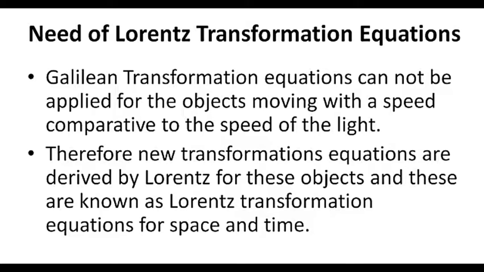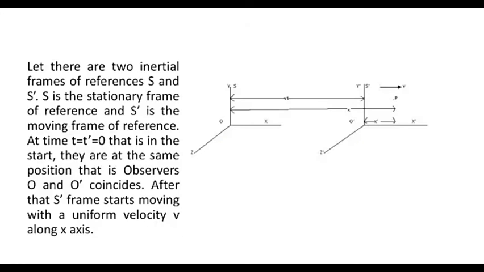Now, what is the need of the Lorentz transformation equation? In one of the video lectures we have discussed the Galilean transformation equation. But this transformation equation cannot be applied for an object moving with a speed comparable to the speed of light. Therefore, new transformation equations were derived by Lorentz for such objects, and these are known as the Lorentz transformation equations for space and time. So, for example, suppose there are two inertial frames of reference, S and S dash.